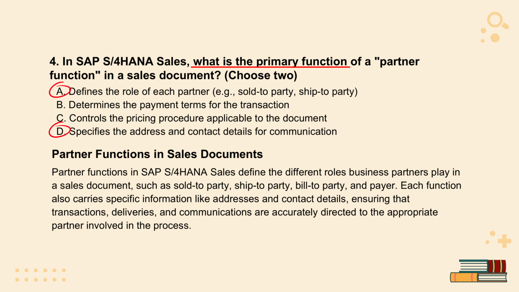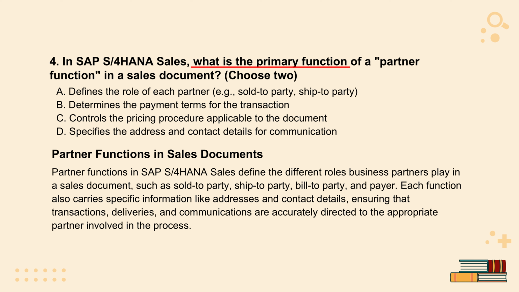Defines the role and specifies address contact details. So partner function sounds pretty self-explanatory in a way. It kind of does, yeah. But it's fundamental to how SAP structures transactions. Yeah. Option A defines the role. It's the core idea.